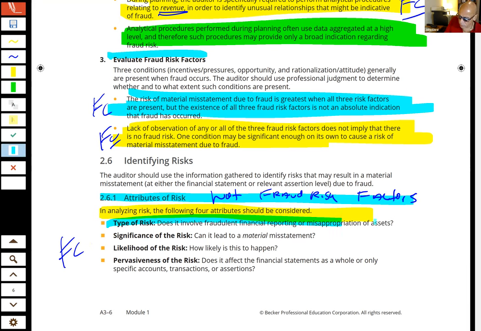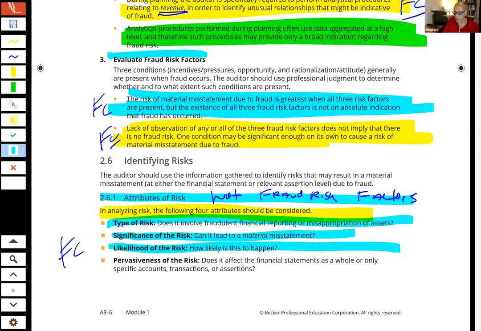Type of risk. Does it involve fraudulent financial reporting or misappropriation of assets? Significance of the risk. Can it lead to material misstatement? How significant is it? Is it going to cause a material misstatement, or a 2-cent error in the office supply account? Likelihood of the risk. You can sit there all day with the fraud boogeyman whispering in your ear, so you don't come up with some wild thing, like they might jump out of a window with some equipment and nobody will ever see them again. It's got to be something you think will probably happen. How likely is it and how pervasive is it? Will this fraud risk factor affect the entire financial statement, this particular account, whatever? Flashcard those attributes and make sure you realize those are different than the fraud risk factors.